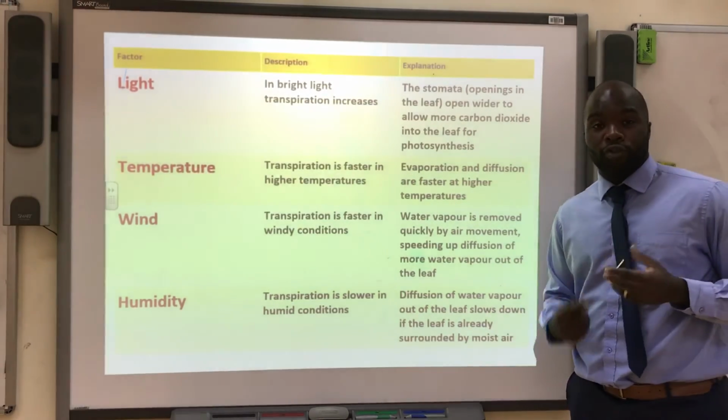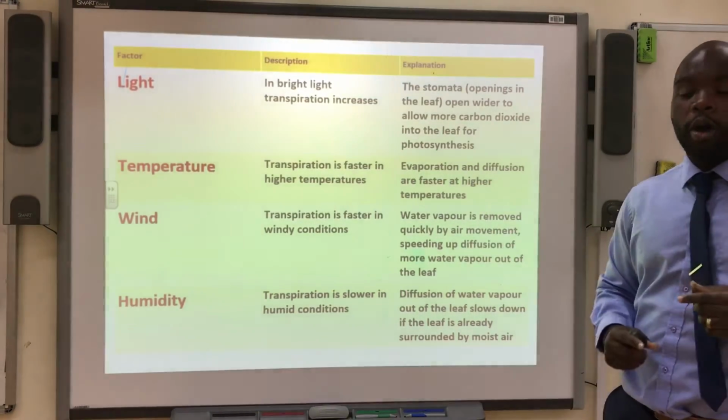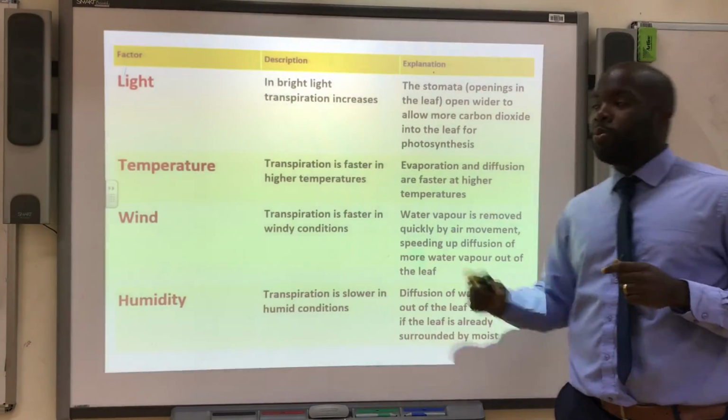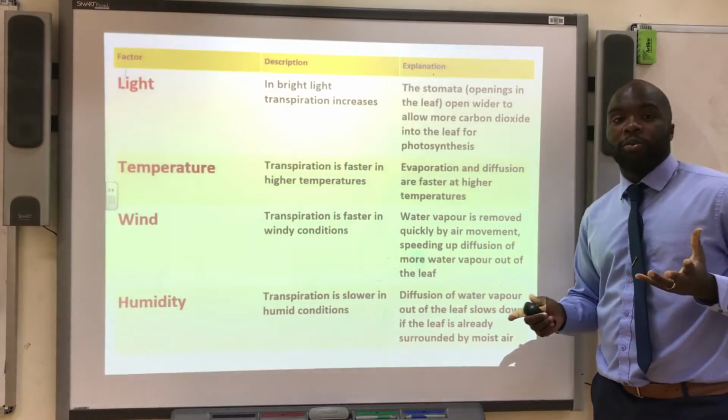Now, what's really important for us to look at is the optimum conditions and what conditions actually affect the rate of transpiration. There are four conditions you need to look at: light, temperature, wind, and humidity. So let's look at how they affect transpiration.